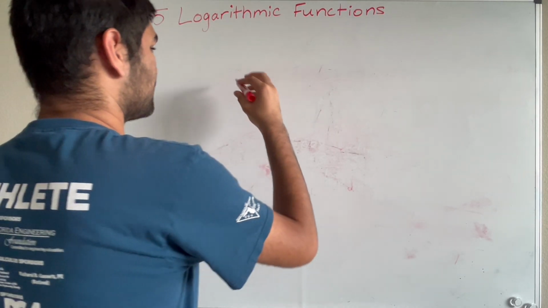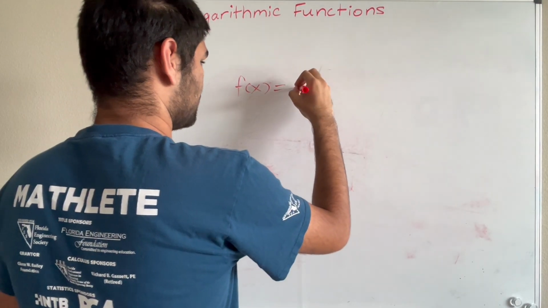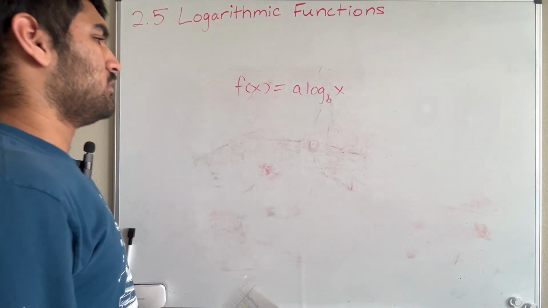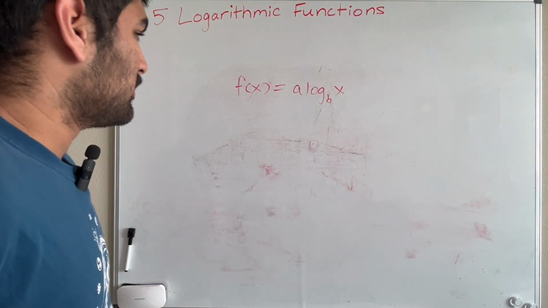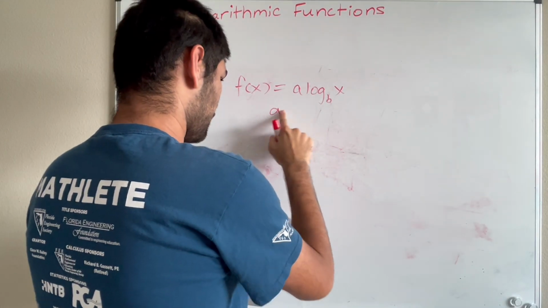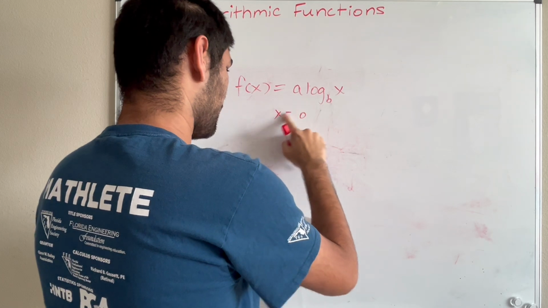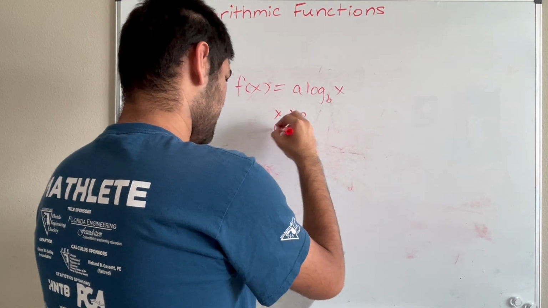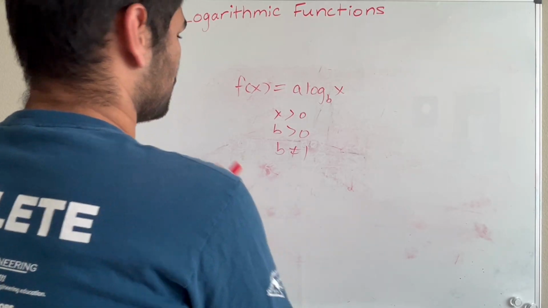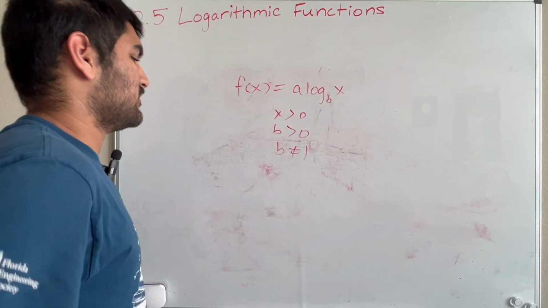Okay, so to begin with, the general form of a logarithmic equation is a log base b of x, where x is greater than 0, b is greater than 0, and b cannot equal 1. Okay? So essentially what a logarithmic function is, it is the inverse of exponential functions.